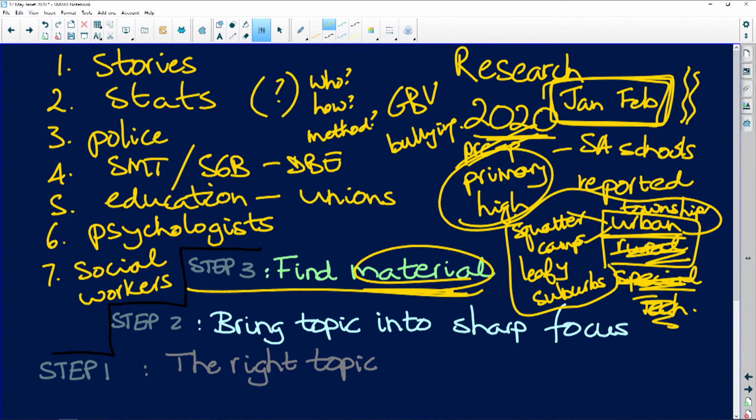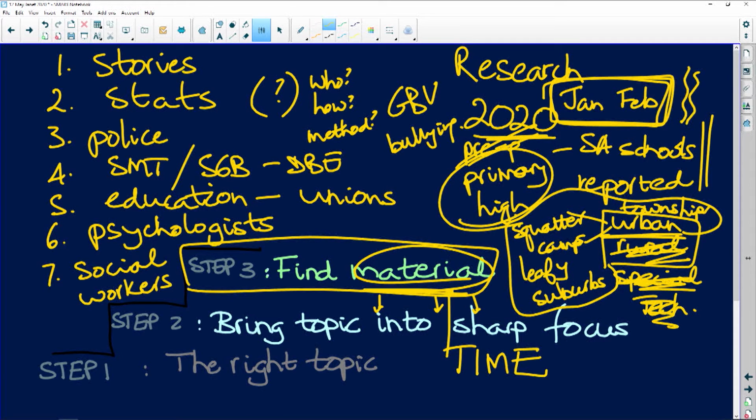This step, how long does it take? I don't know. 2 weeks? 2 months? That's the finding the material. And as you find the material, you might find that this becomes even more sharp focus. In other words, you are sharpening the focus all the time because you find something particularly interesting in Limpopo, particularly interesting in Eastern Cape, and you start following that. So this is the time-consuming step.